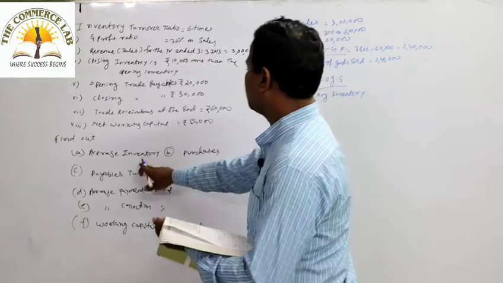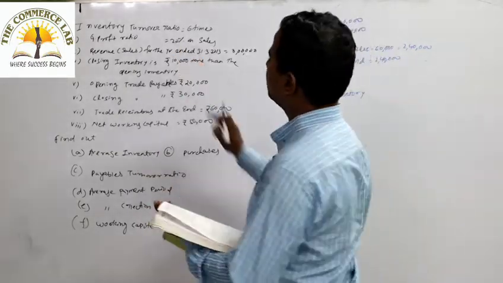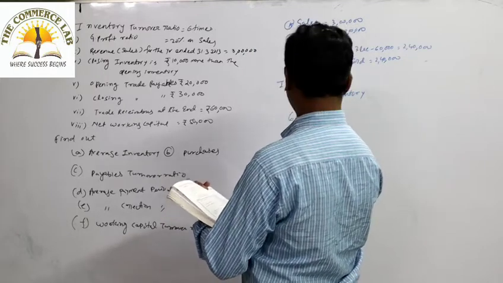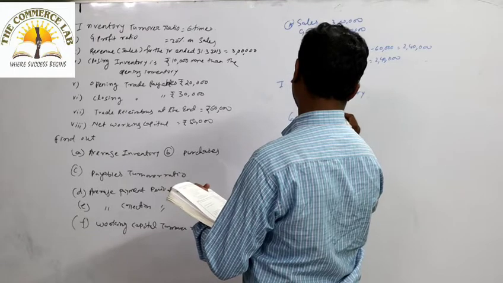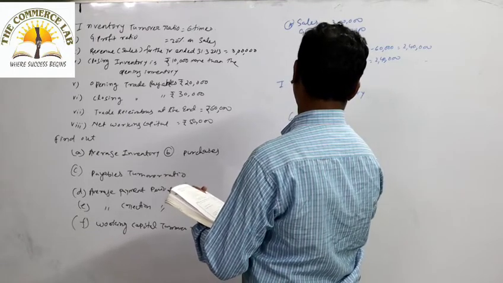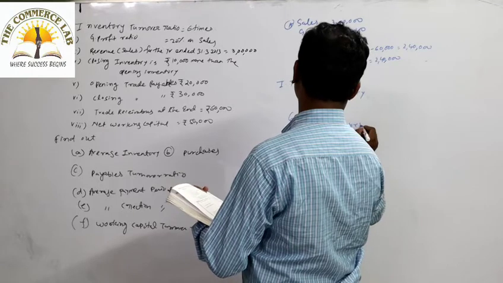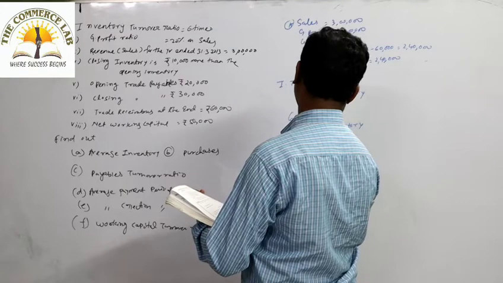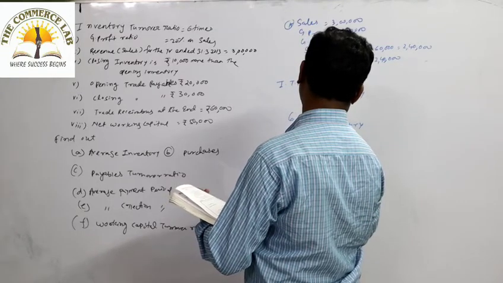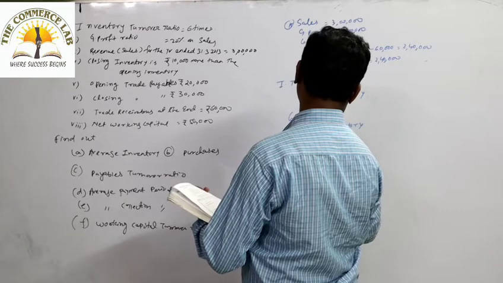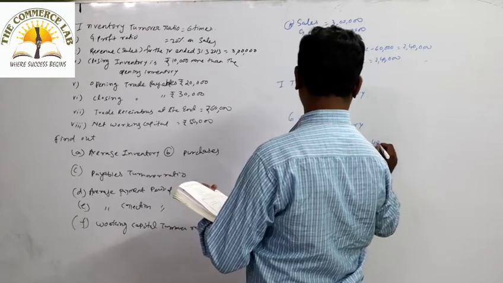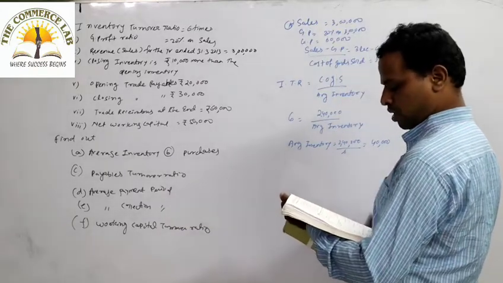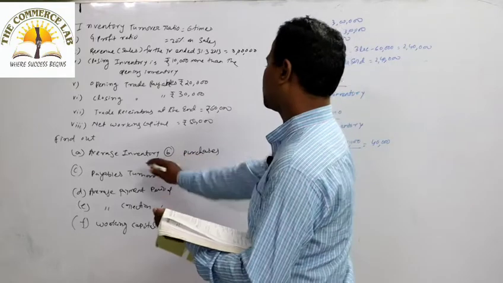We have to calculate the average inventory. The inventory turnover ratio given at the top is 6, and the cost of goods sold we calculated is 2,40,000, divided by average inventory. So how much will your average inventory be? 6 into average inventory equal to 2,40,000. So average inventory will be 2,40,000 by 6. So how much average inventory did you get? 40,000. Okay, so the first bit is over.